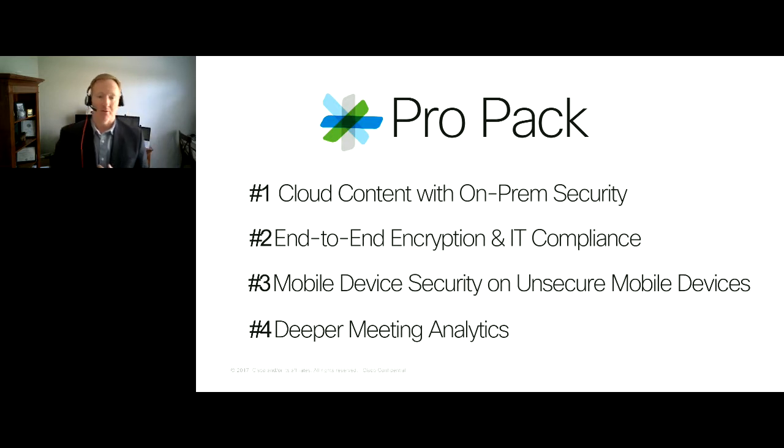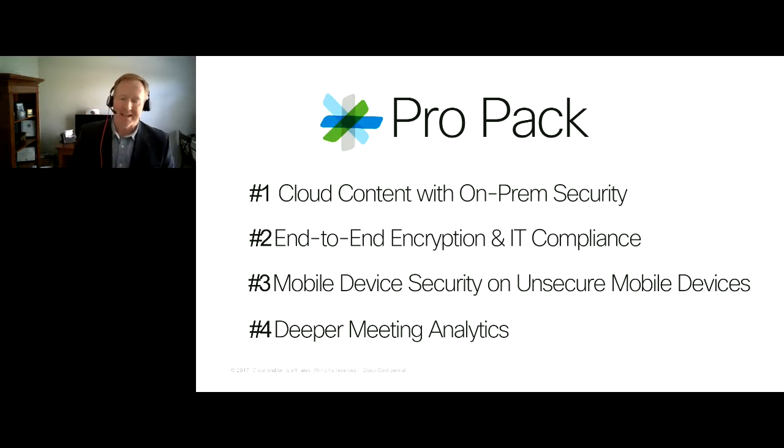The first, as you can see here, is the cloud content with on-premise security. So the ability to deploy simple, easy, fast, flexible cloud services, but with the enhanced enterprise capabilities of on-premise security. So really great combination there. End-to-end encryption, with the ability, again, to add advanced levels of IT enterprise-based compliance functionality. We now can add in some device security, mobile device security on unsecured mobile devices. So bring your own device capabilities where we can still control what's being shared, how it's being shared, and the data that's being shared on that device.